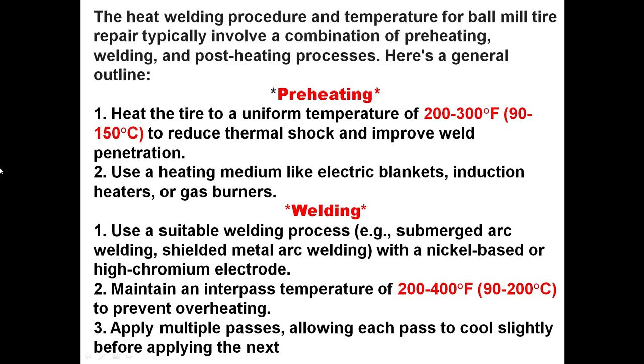Preheating: heat the tire to a uniform temperature of up to 190 to 150 degrees centigrade to reduce thermal shock and improve weld penetration. Use a heating medium like electric blankets, induction heaters or gas burners. This is the preheating procedure. While welding, use a suitable welding process, for example submerged arc welding or shielded metal arc welding with a nickel based or high chrome electrode. Maintain an interpass temperature of 90 to 200 degrees centigrade to prevent overheating.